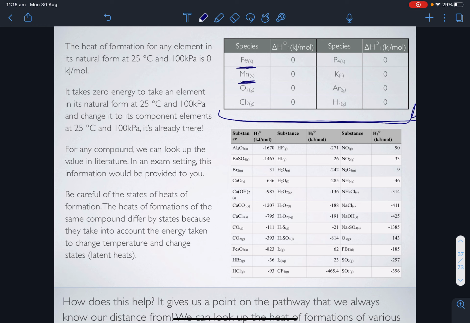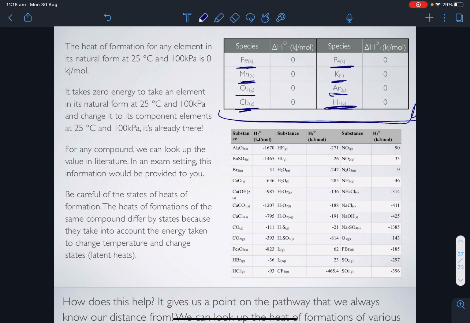Manganese, also a metal, solid. If we find manganese solid and ask what's the heat of formation of this, it's 0 kilojoules per mole. O2 gas, the heat of formation of O2 gas. Well, O2 gas is how we find it at 25 degrees Celsius and 100 kilopascals, so its heat of formation is 0 kilojoules per mole. Same as chlorine gas too. Same as phosphorus, same as potassium, same as argon, same as H2, hydrogen gas. That's how we find it, okay? So any of those ones, it's 0 kilojoules per mole.